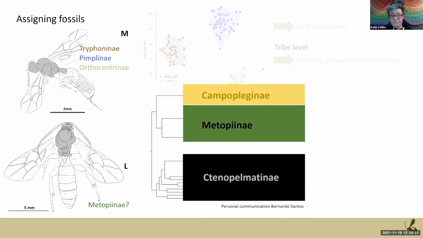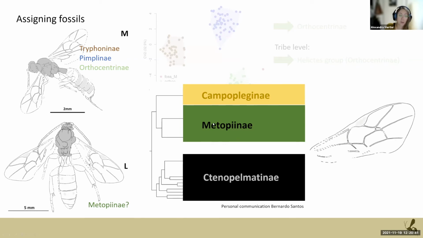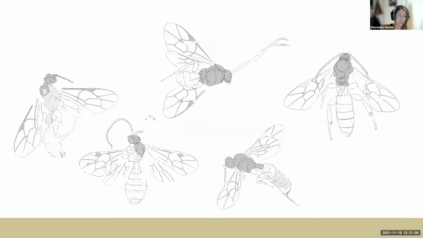So I checked, I had some discussion with Bernardo Santos, who's our collaborator with the dataset, and we talked, and it seems, at the moment, like Metopiini are very closely related to those Campoplegini and Ctenopalmatini, which could mean that this fossil belongs to some kind of stem group and could be an intermediate wing shape. And I'm now trying to calculate an ancestral shape and see if this is how it should look. So yes, I did that with some other fossils.